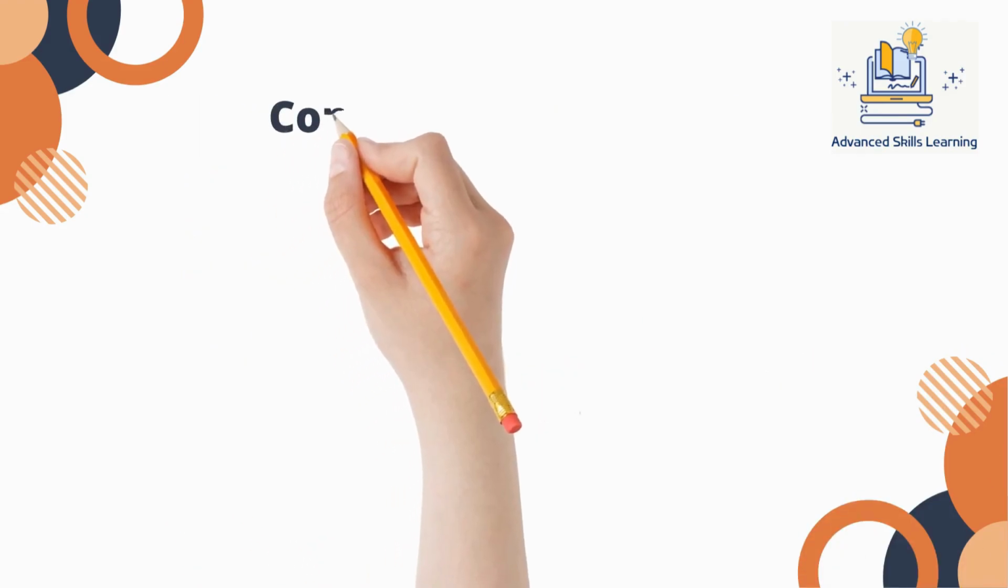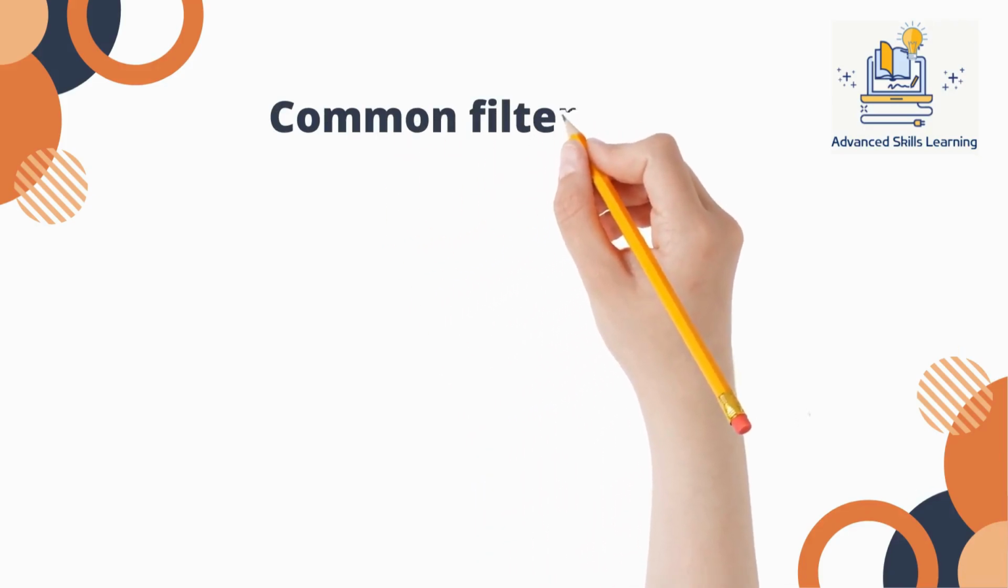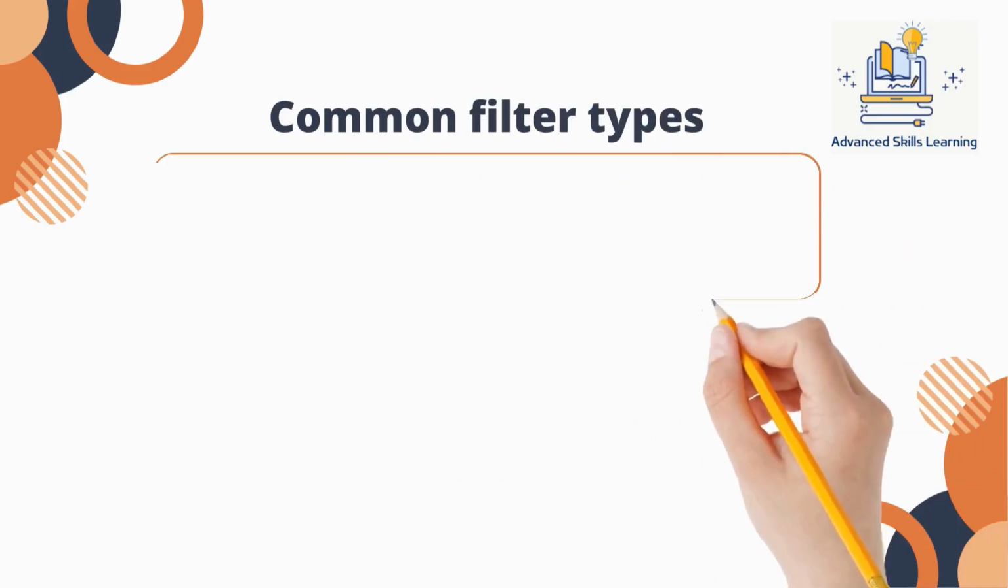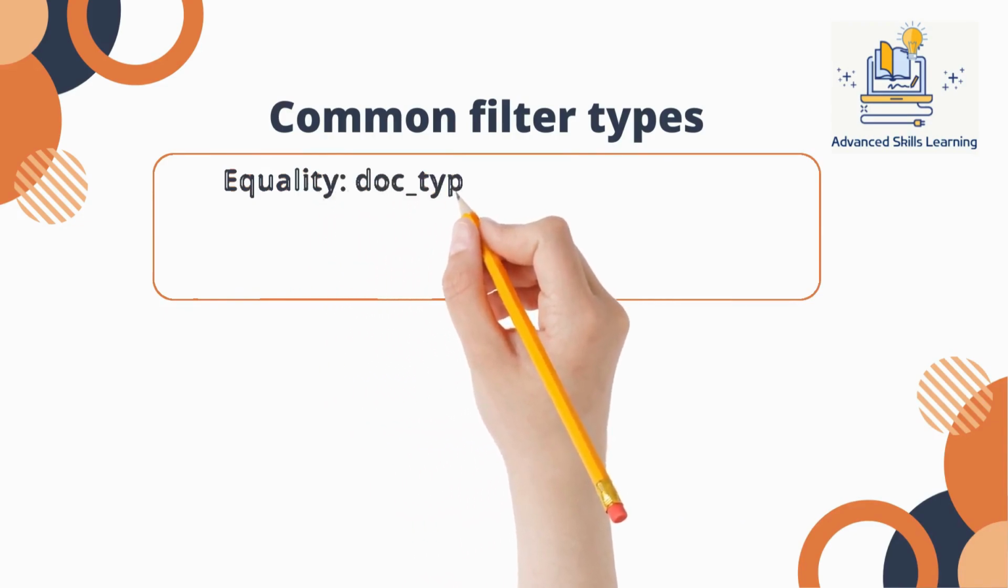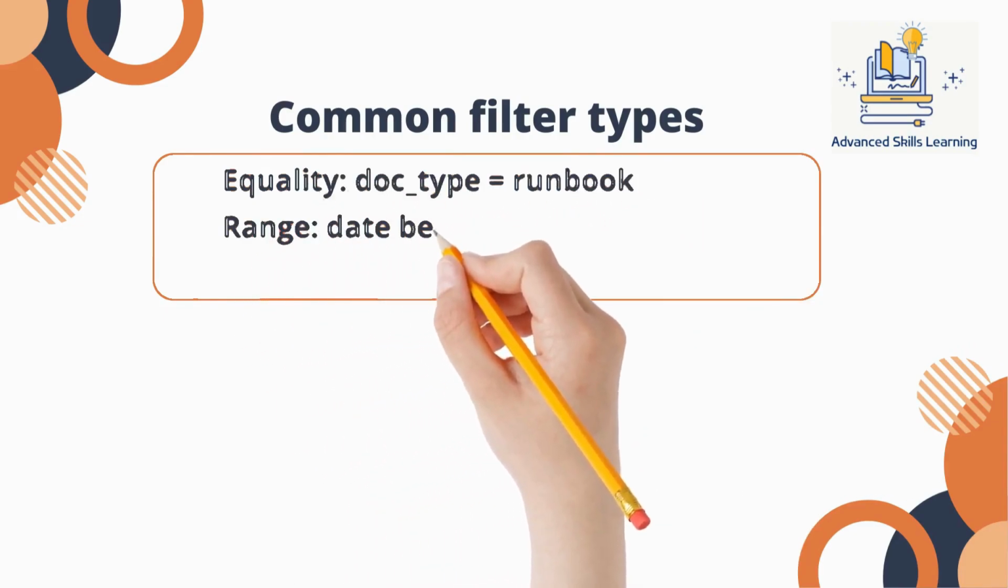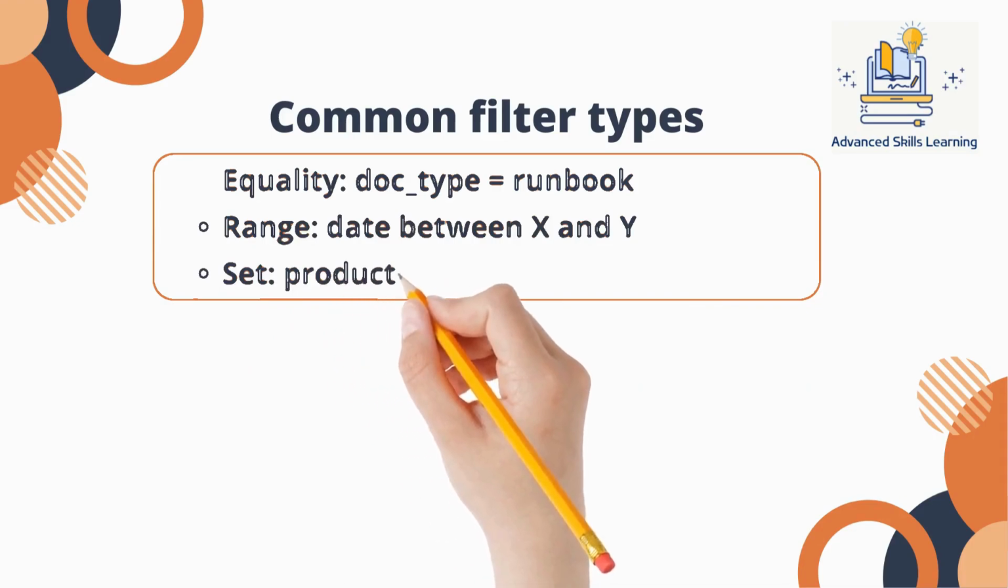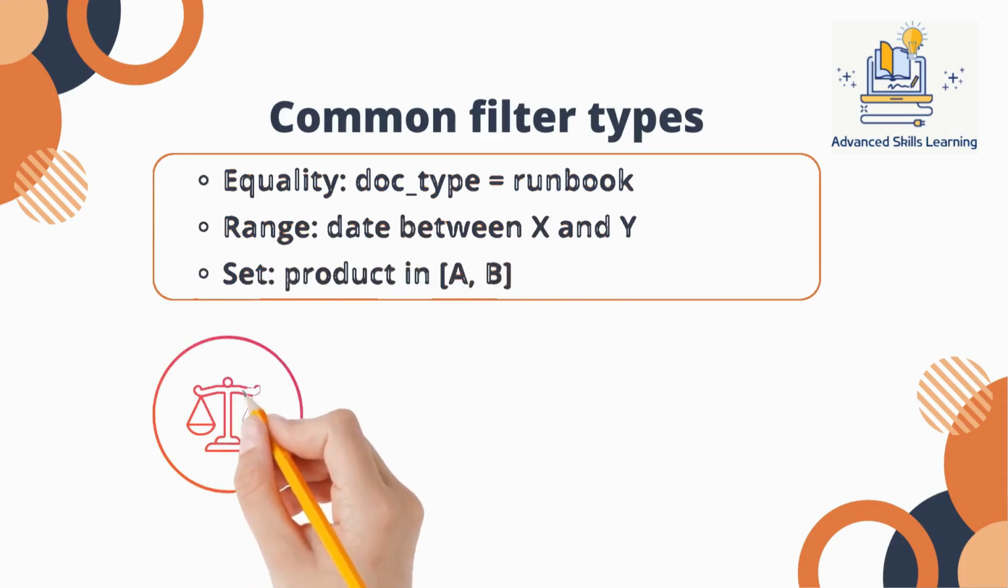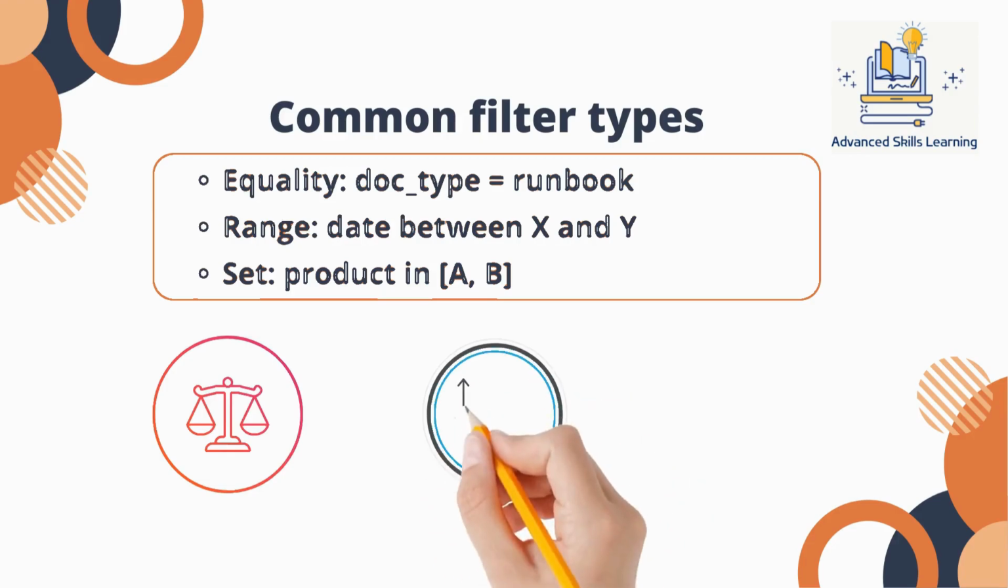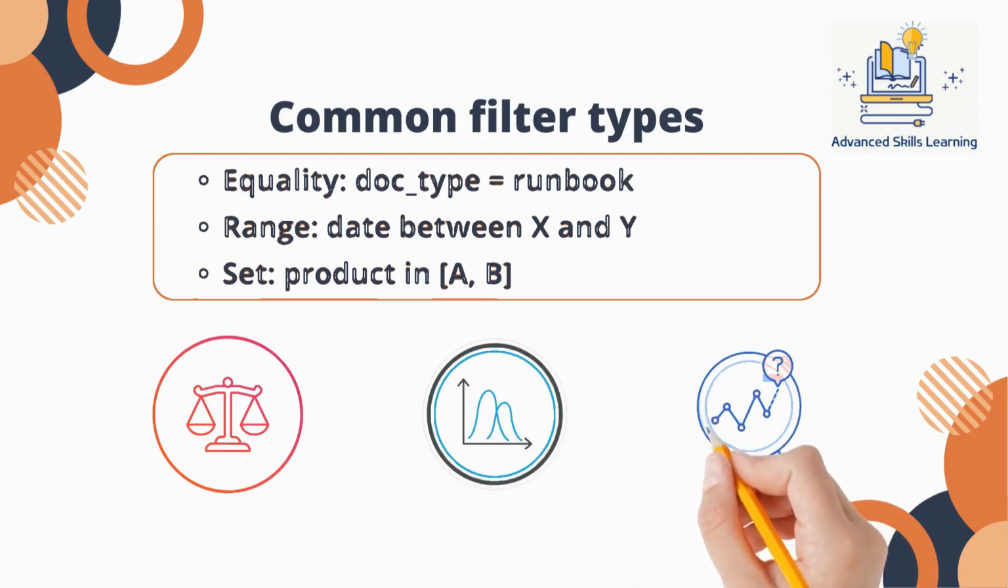Most metadata filters fall into 3 common types: equality filters, like doc type equals runbook; range filters, like updated date within the last 12 months; and set membership filters, like product area in a list of allowed products. These are simple, explainable, and they map well to how people think about narrowing results.